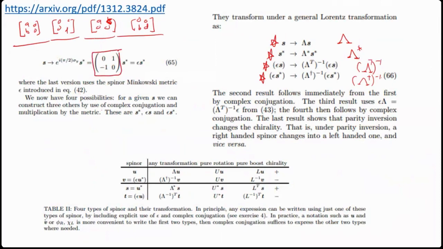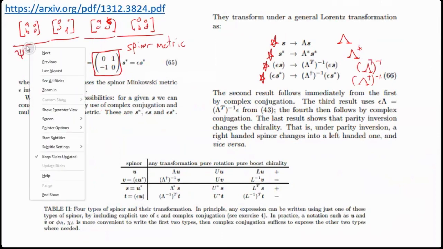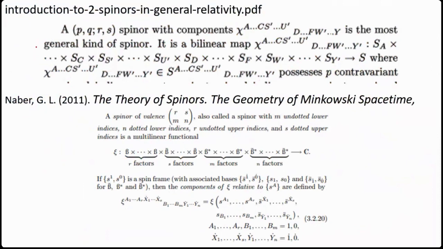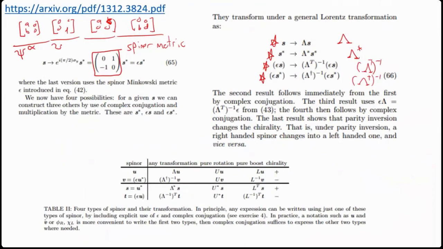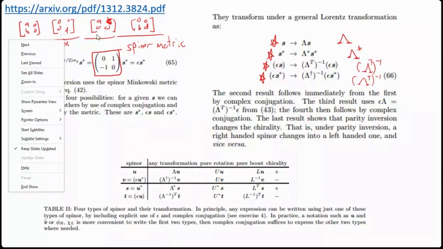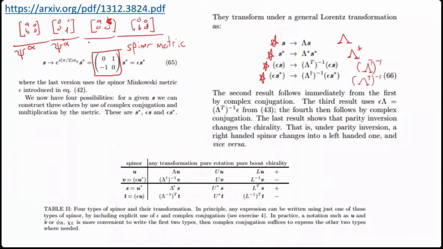And I think this matrix here is called the spinor metric. I'm kind of making assumptions here. I think this is a contravariant spinor. I think this is a contravariant dot. I think this is a covariant, and I think this is a covariant dot. This is my theory, but I haven't proved it yet.